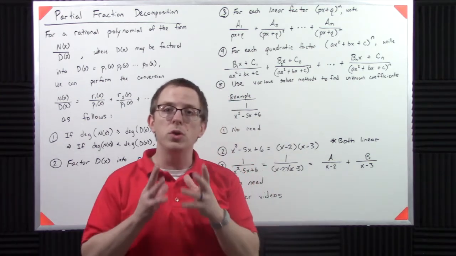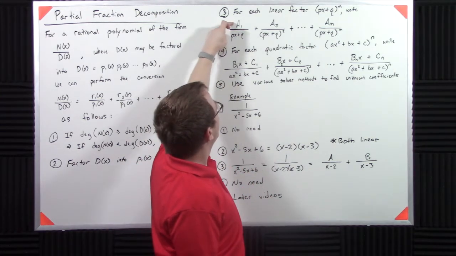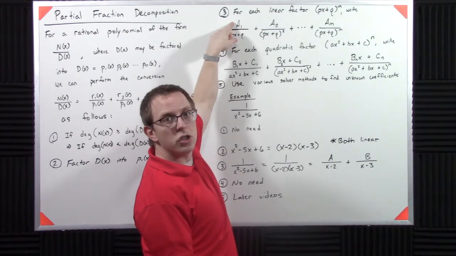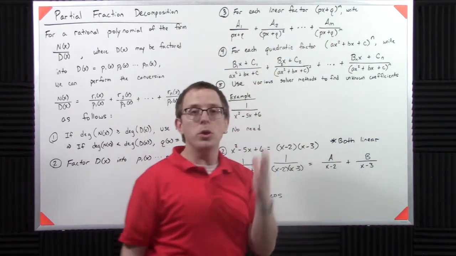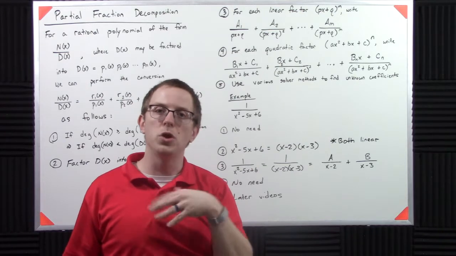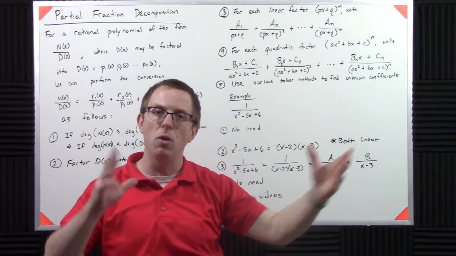And the key for those is that the term on top is just some coefficient. We don't know what those numbers are. We're going to solve for them. So you just set this up, write it out, and we'll get there when we get there.